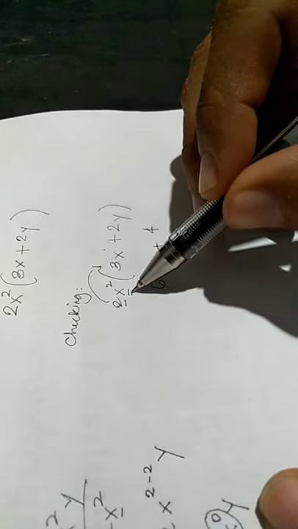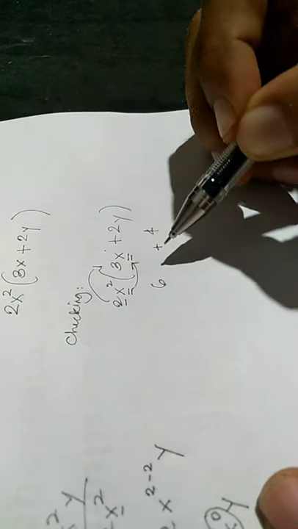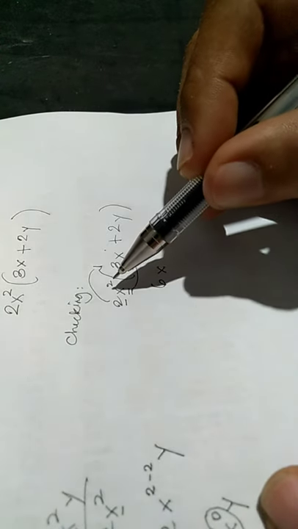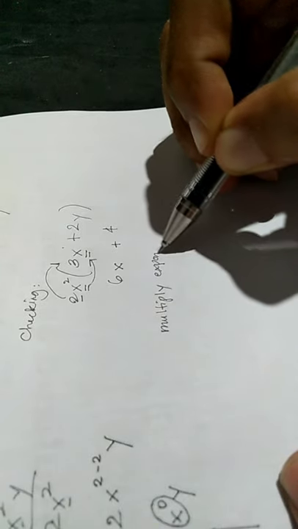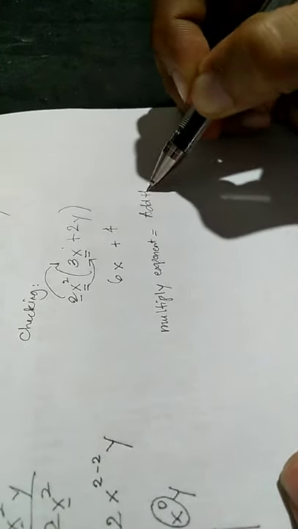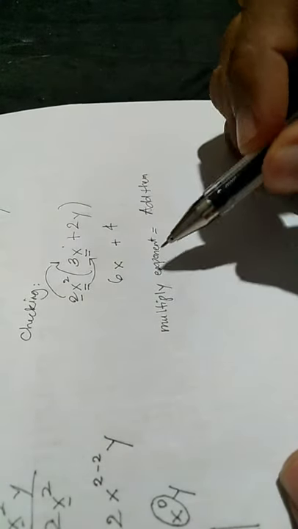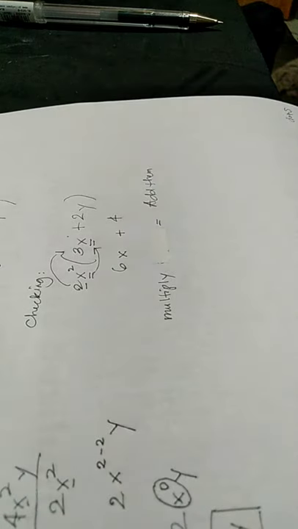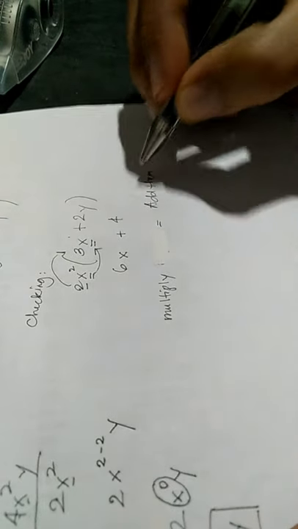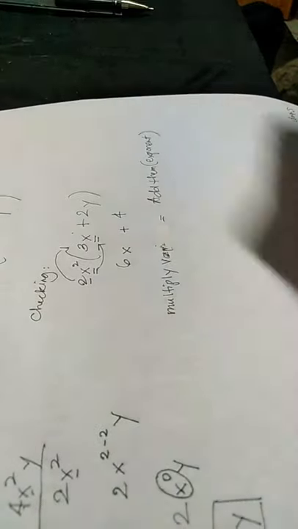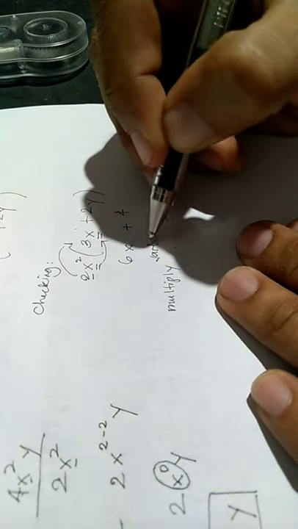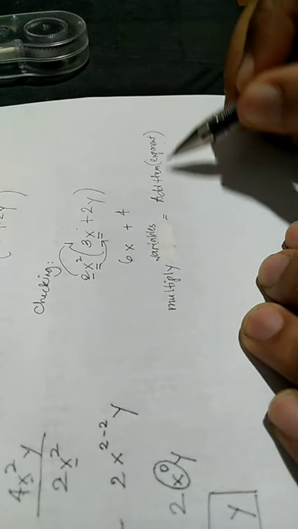Then the variables, x squared times x. Take note, if it is multiplication, multiplying variables, you will add the exponent.